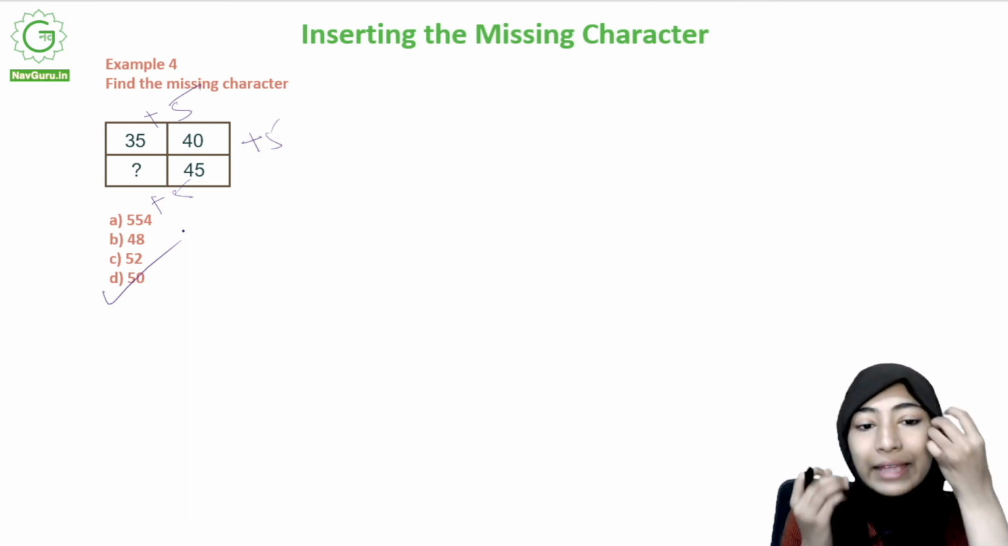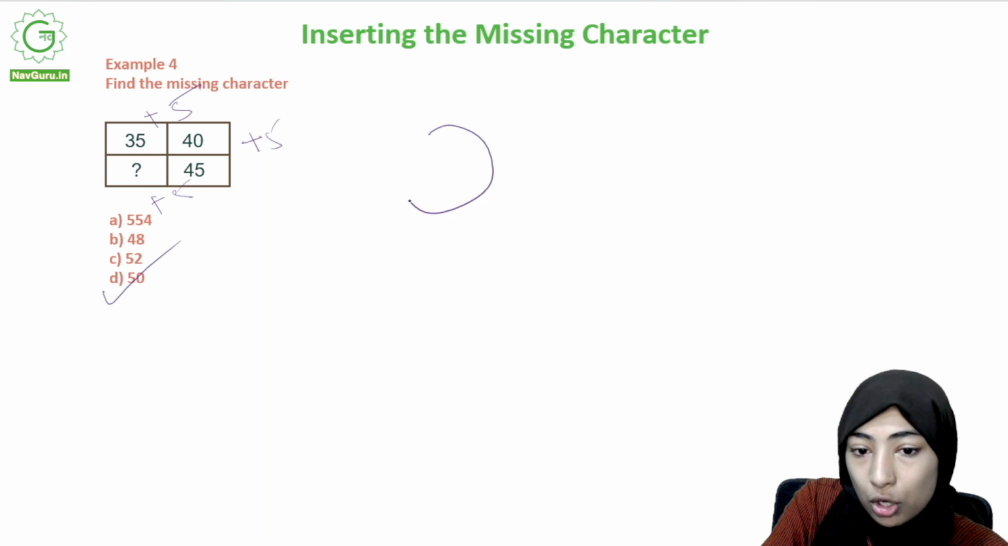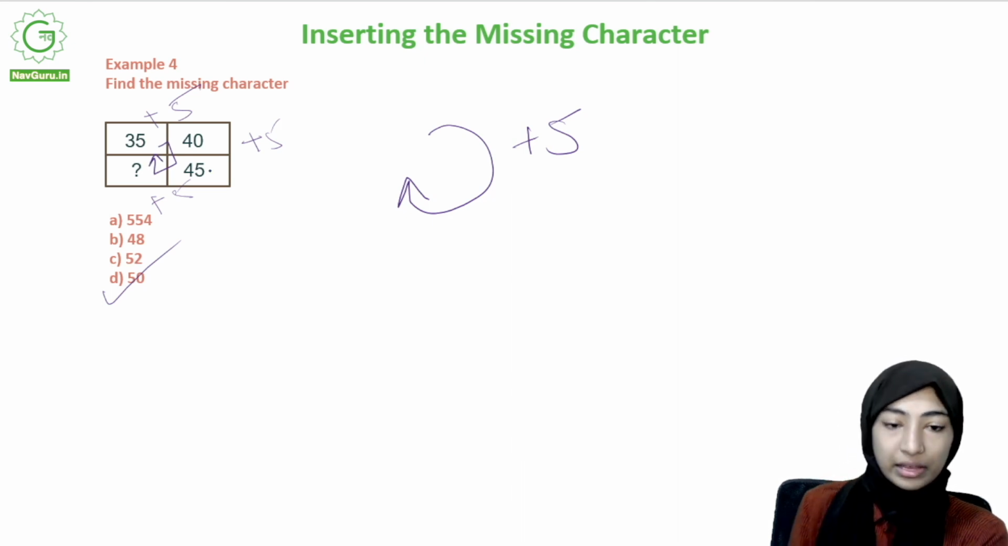But why are we adding it? So if somebody asked you to explain, how would you explain it? It's basically clockwise addition by 5 each time, right? So you're just going in the clockwise direction and you're adding 5 each time. That's how you get it.